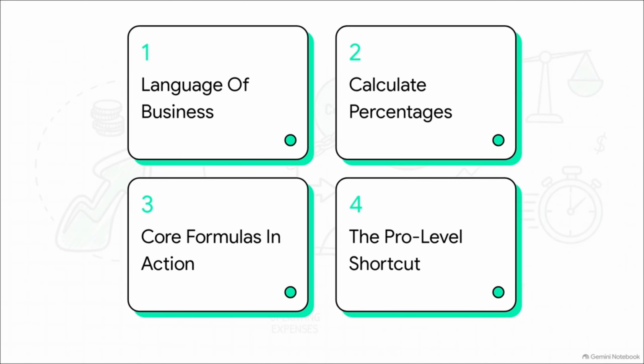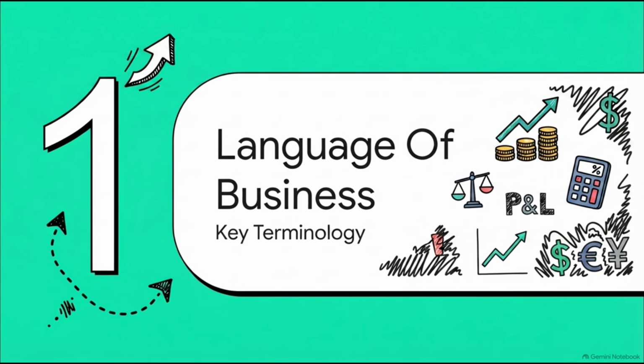Here's our game plan for today. First, the language of business. Second, calculating the percentages. Third, core formulas in action. And finally, number 4, the pro-level shortcut. All right, let's jump right into section 1, the language of business.